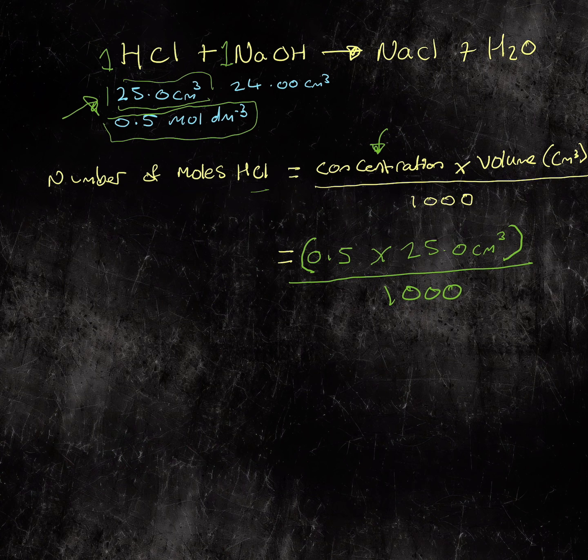So 0.5 times 25, and we know that's going to be equal to, in yellow, 0.0125. And don't forget to put what it is afterwards, so that's moles. It often happens that people don't put the moles or whatever you're measuring afterwards, but make sure you always write at the end what it's measuring. So that's 0.0125.